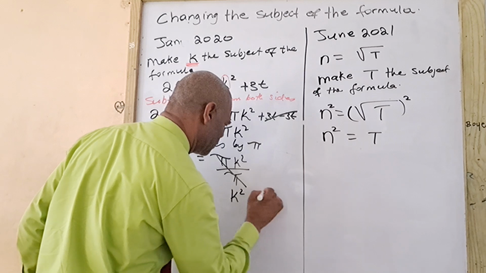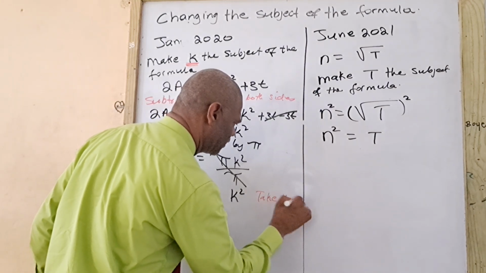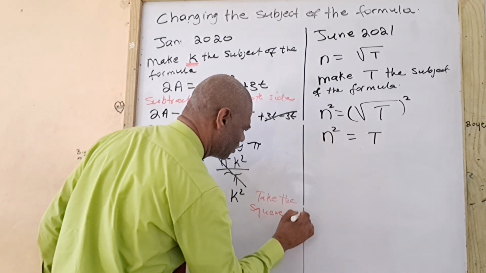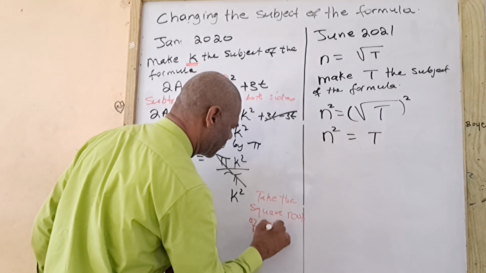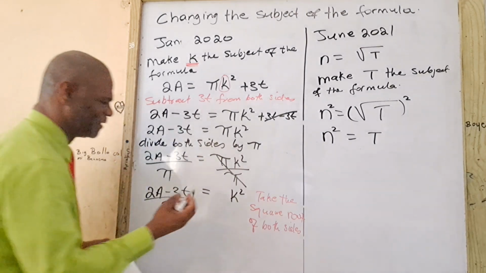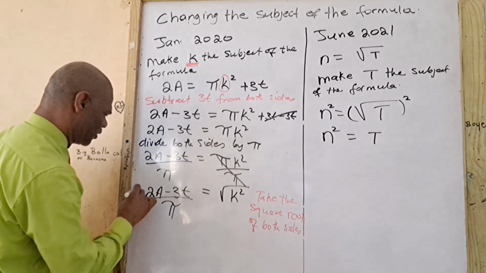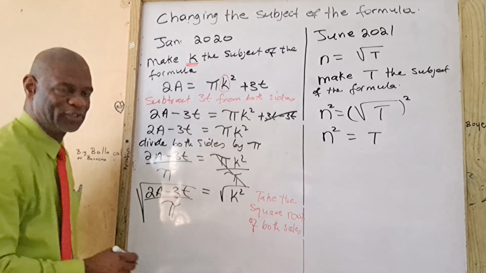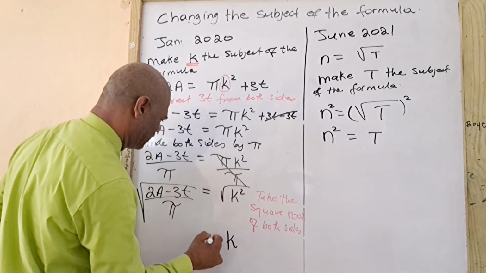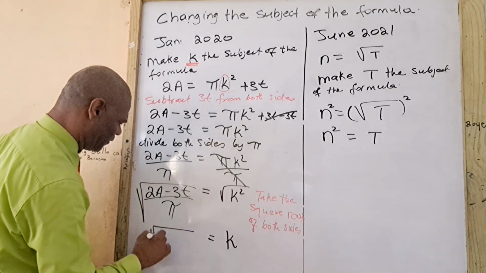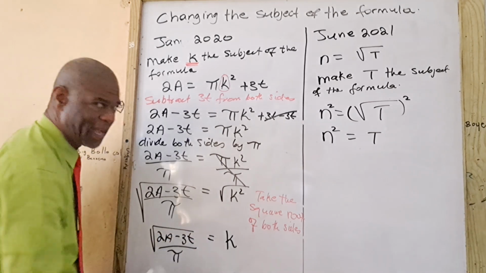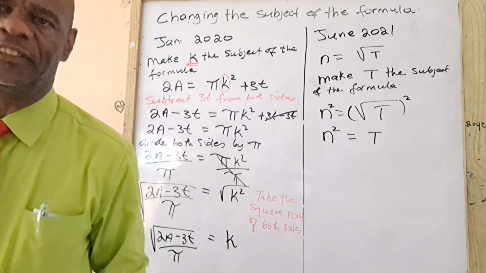Take the square root of both sides, right? So the square root of k squared, the square root of all of that. So square root of k squared would be k, right? Equals the square root of 2a minus 3t all over pi, and that's your result, right?